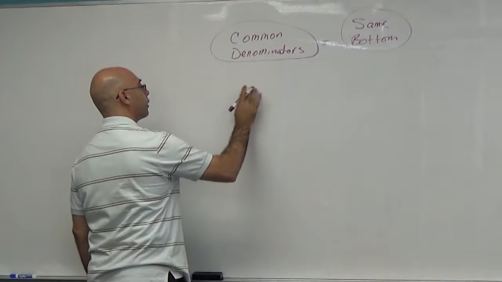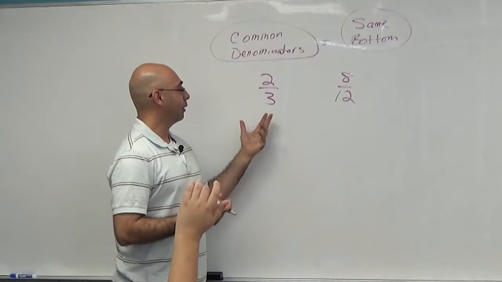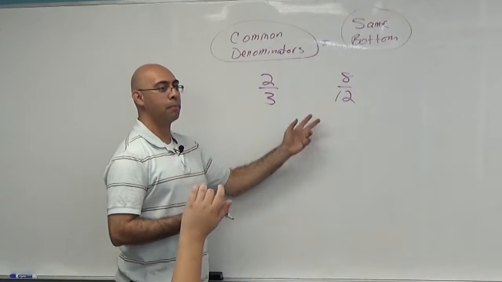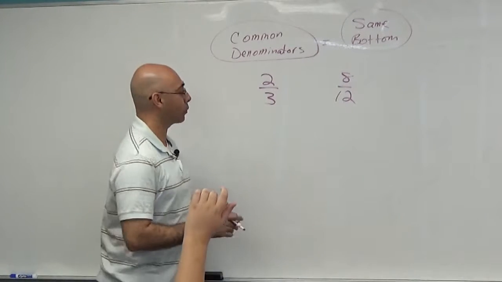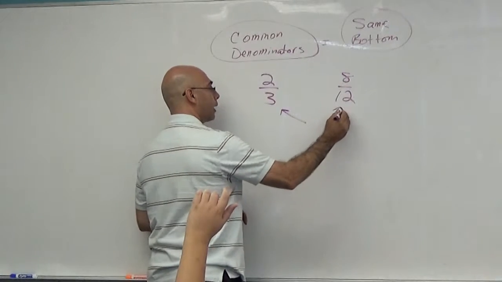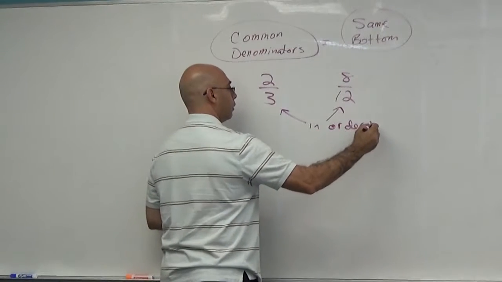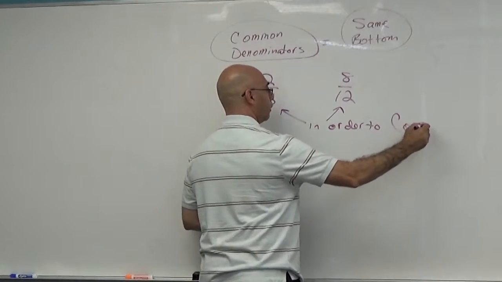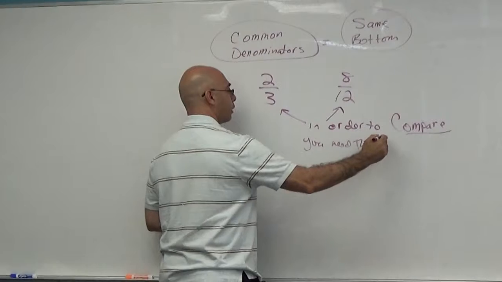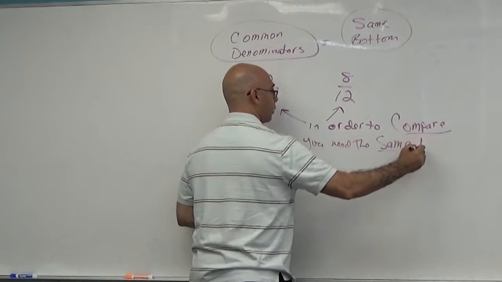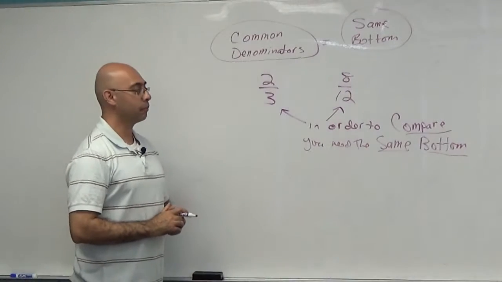So let's just say these two numbers, 2/3, 8/12. Like 2 3s or 8 12s, what does that mean in terms of 3s? Well, I don't know. So what you got to do is make them both the same. So the key idea is this. I want you to write down that in order to compare, you need the same, we'll call it bottom. They have to be the same.